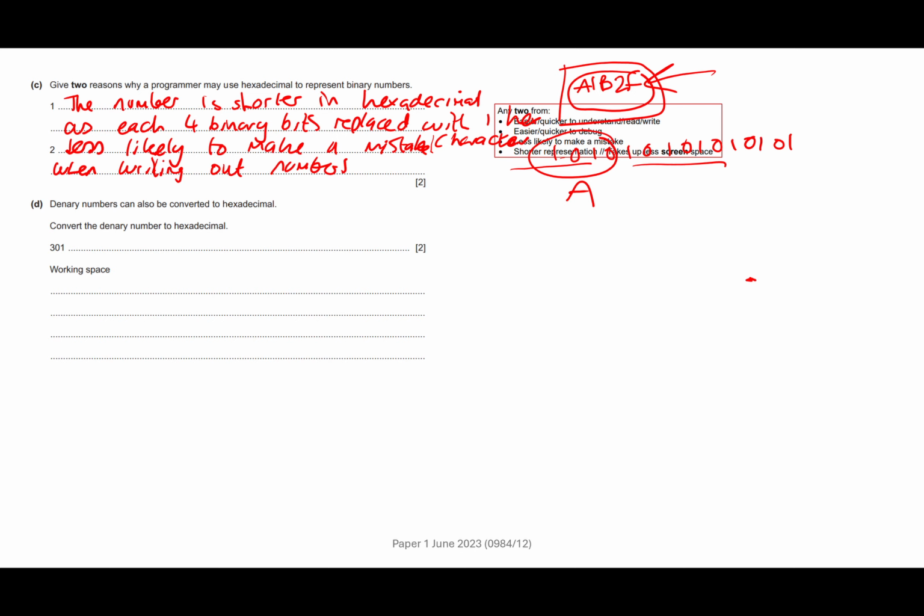Easier or quicker to debug, so if you have an error in your code somewhere, if you're writing in assembly language, then it's easier to find that error in hexadecimal because it's easier to read, which it says on this one at the top as well, easier or quicker to read or understand. Okay, so let's stop this one and then we'll look at the next one.